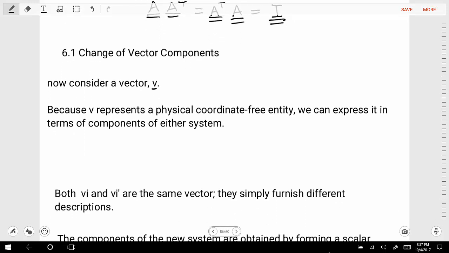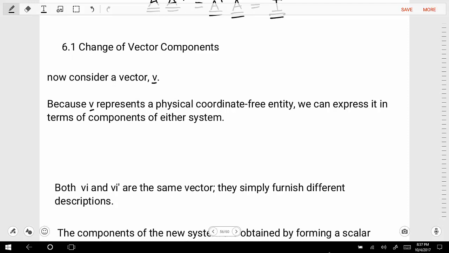So let's consider the vector v. V, represented with an arrow under it, is a physical coordinate-free entity, right? We haven't prescribed any base vectors or any orientation to it. We simply say it's something that exists. It's a vector, but we have no information about its orientation. But if we want to add information about it, we can, irrespective of the coordinate system.